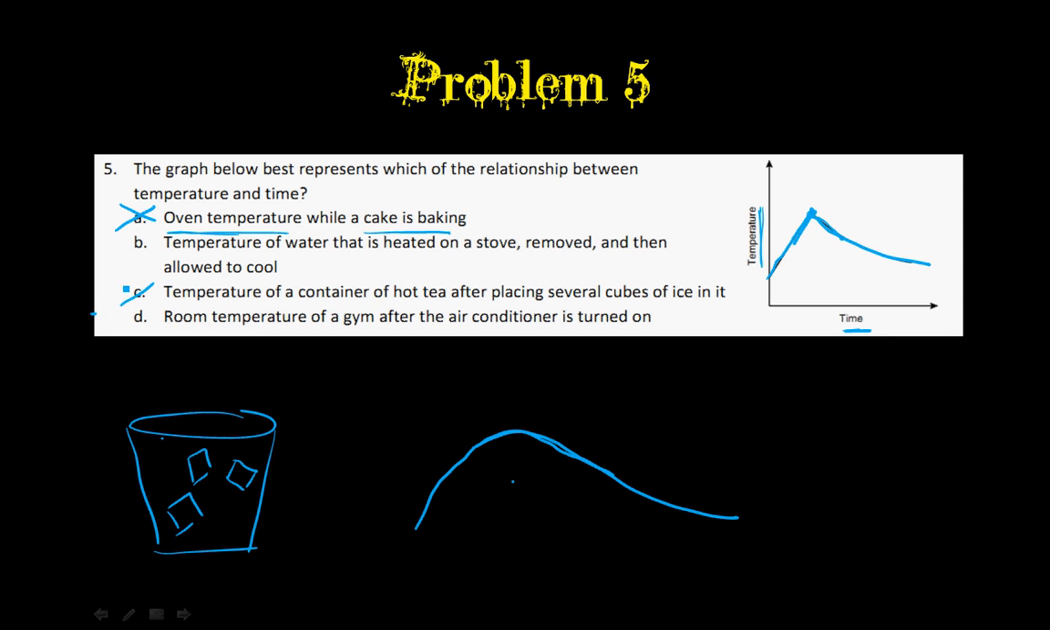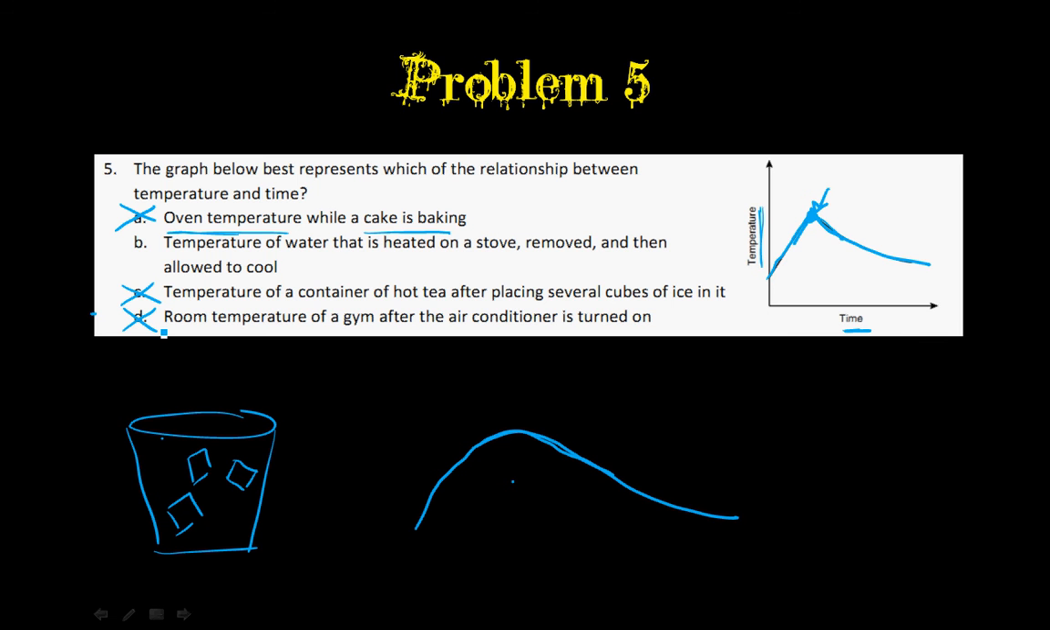That doesn't work. The last one, room temperature of a gym after the air conditioner is turned on. Again, same concept. When you turn on the air conditioner, it doesn't make the room suddenly freezing cold. It's going to take a little while before you start noticing the difference. So that pointy peak wouldn't be appropriate for D. That leaves us with B, which makes sense.